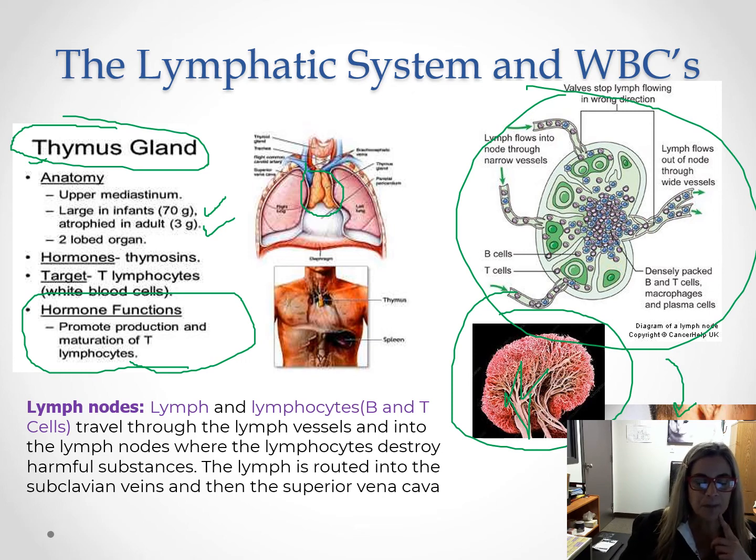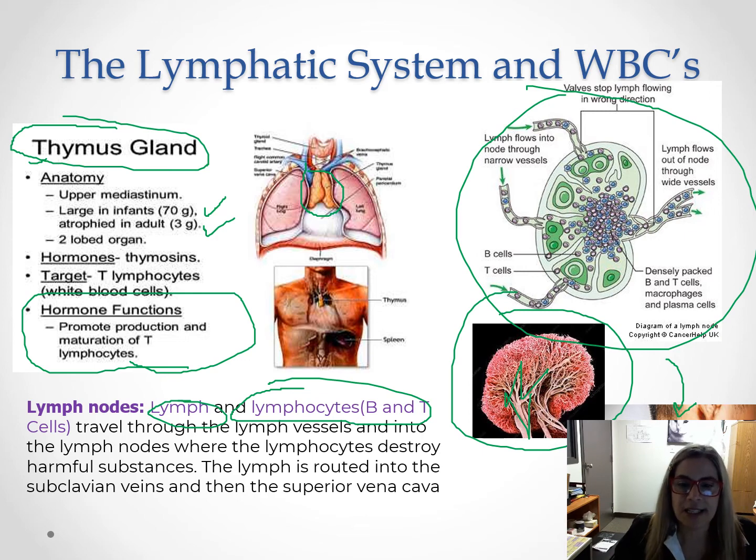And lymph nodes are responsible for a number of different things. So lymph, remember, is that fluid that passes through the lymph vessels. And of course, lymphocytes are our B and our T cells. Lymph and lymphocytes travel through lymph vessels and into lymph nodes where the lymphocytes actually destroy the harmful substances. So if we look at our little graphic over here, you can see that we have this super high concentration, densely packed, of B cells and T cells in those little lymph nodes.